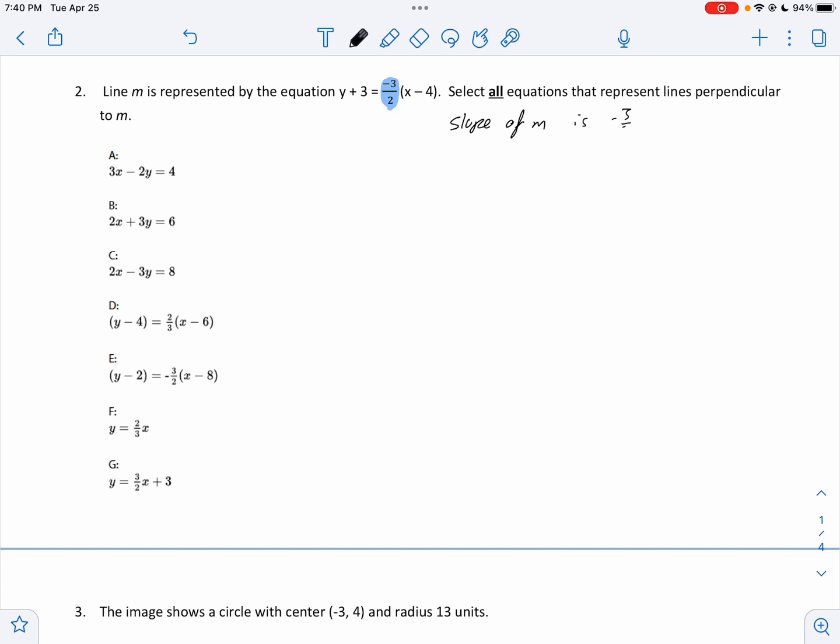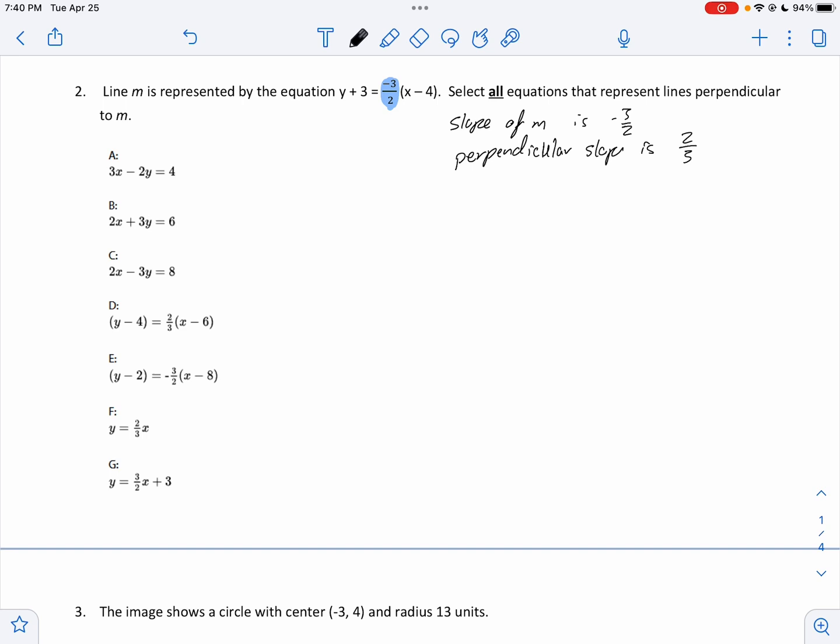is -3/2. And to find the perpendicular slope to M, we take the negative reciprocal. So the perpendicular slope is positive 2/3. So we want to identify all the lines with slope positive 2/3.